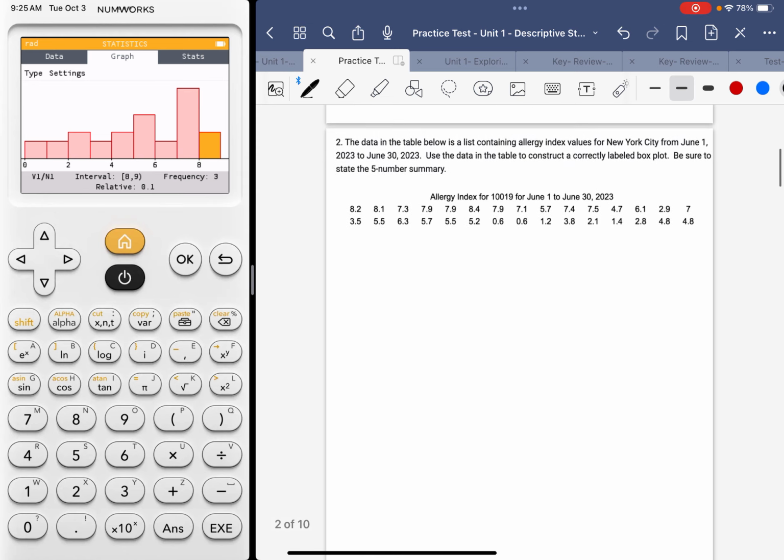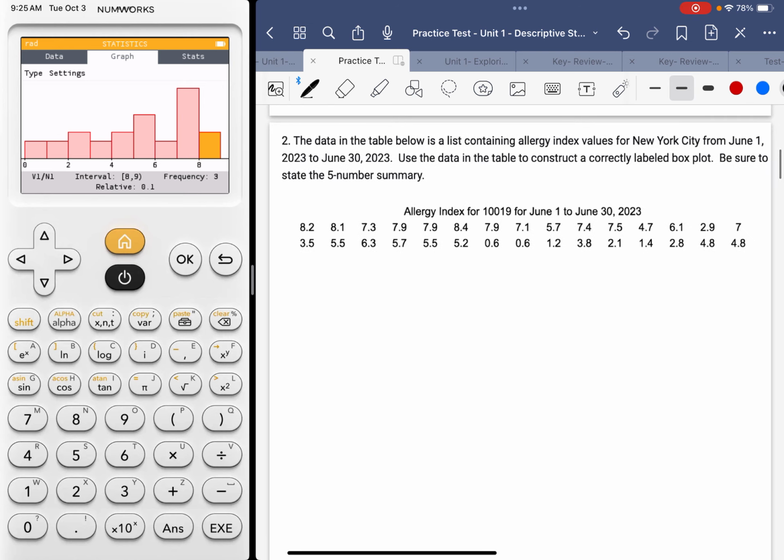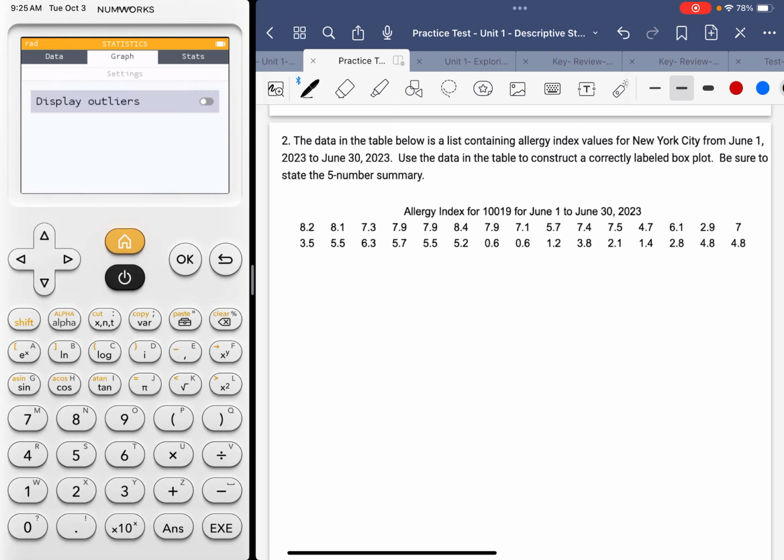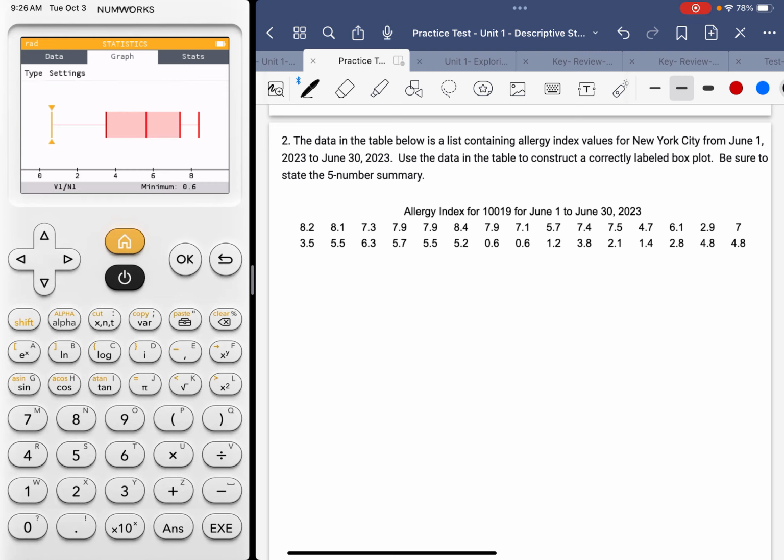Now number 2 is asking us to use the same data, but this time box plot. So go into type, select box plot. Just make sure for settings, display outliers is turned off. All right. So here I have my number line. It's going by twos, so I'll do that. 0, 2, 4, 6, 8. Goes a little beyond the 8, so I'm going to pop in the 10 there. And you could put the little minors in here.